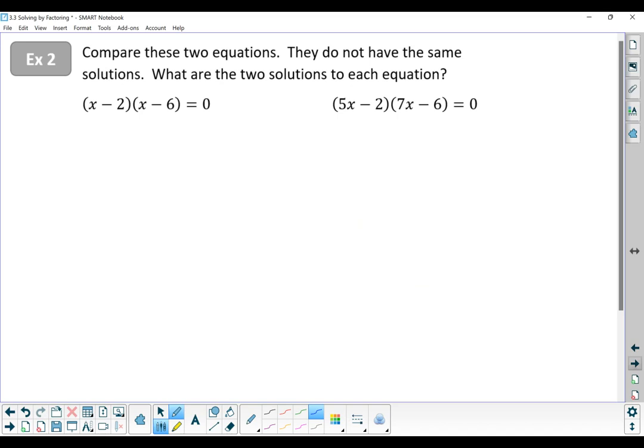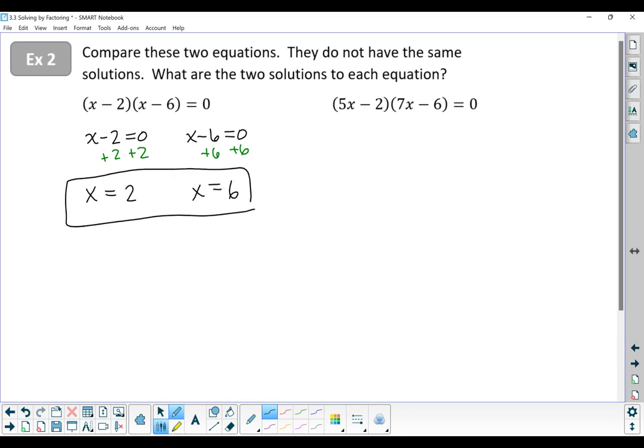All right, so let's compare these two equations. They don't have the same solutions. I want to know, what are the two solutions to each equation? So we are going to take our factors and set them equal to 0 to get our two solutions. On this one, we come up with the first solution of 2. And on this one, we come up with a solution of 6. So our two solutions are 2 and 6.